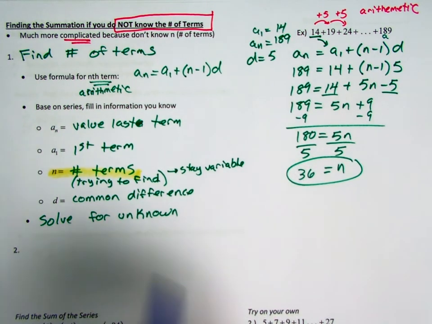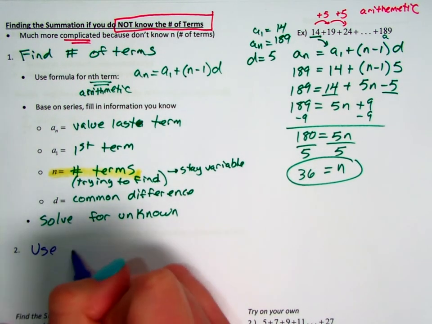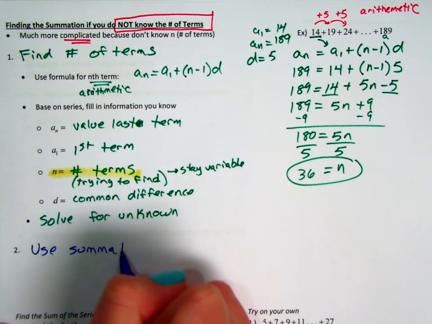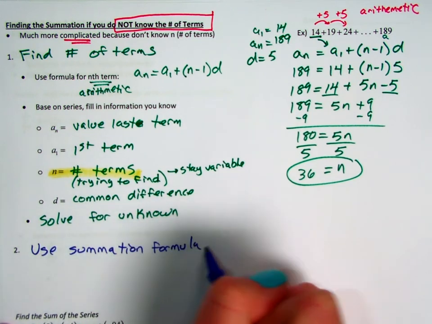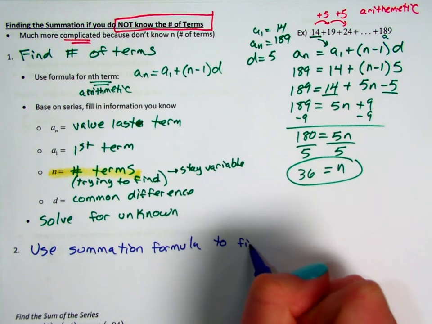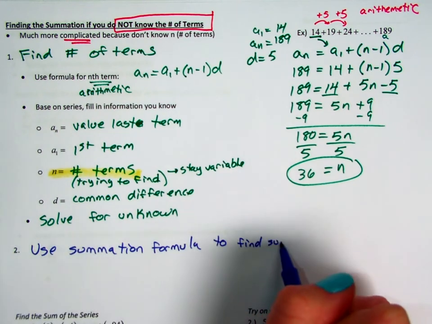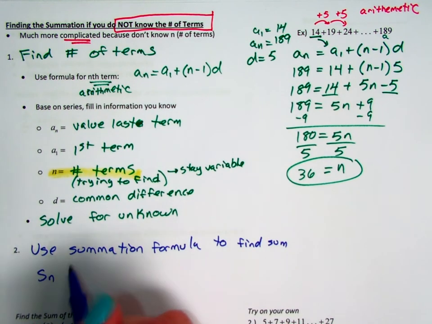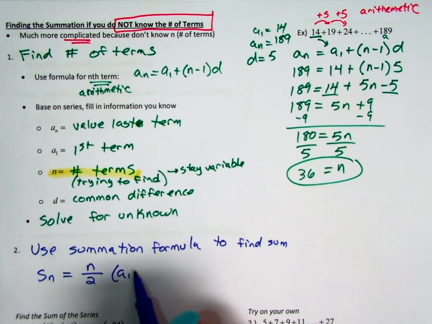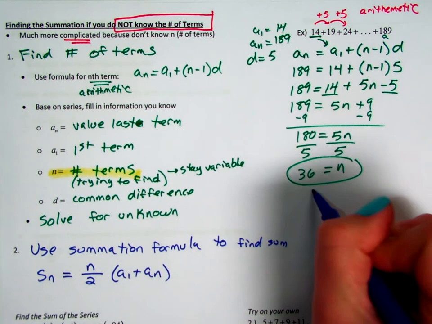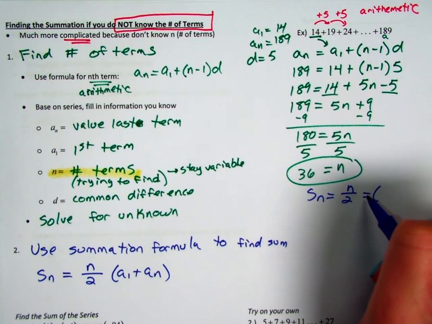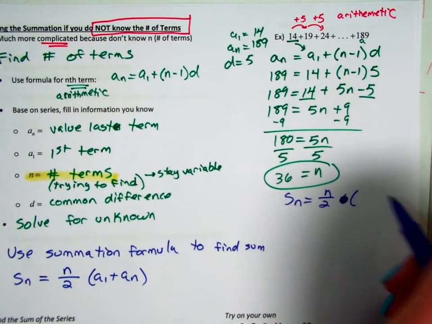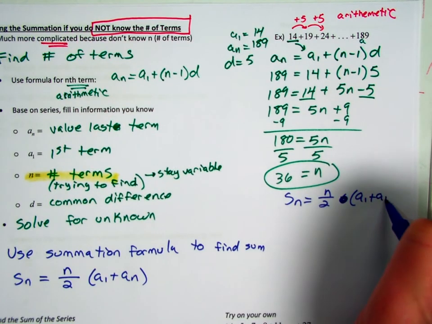Now that we know the number of terms, we can go ahead and use the summation formula to find the sum. Remembering that our summation formula is S sub n equals n over 2 times a sub 1 plus a sub n. I'm sorry, not equals, that's a multiplication. So times a sub 1 plus a sub n.